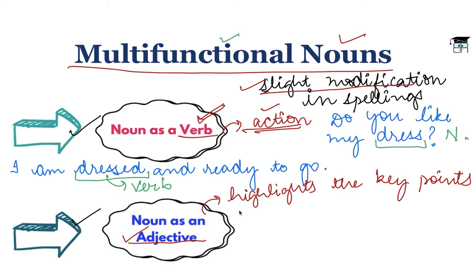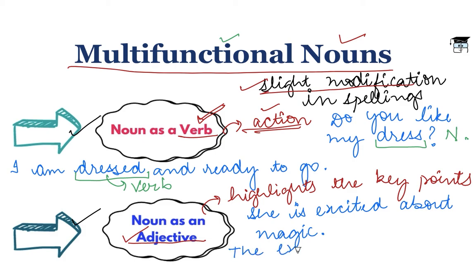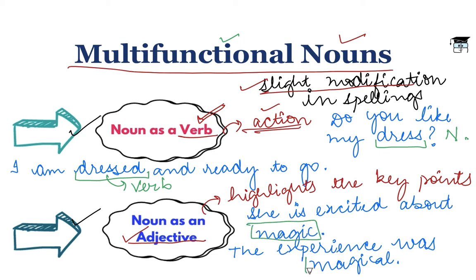Consider this statement. She is excited about magic. And I will write another statement: the experience was magical. Now in both these sentences, the words magic and magical are two different functions of a noun.